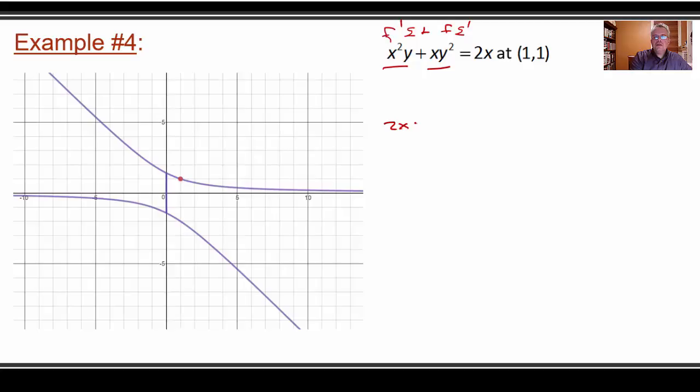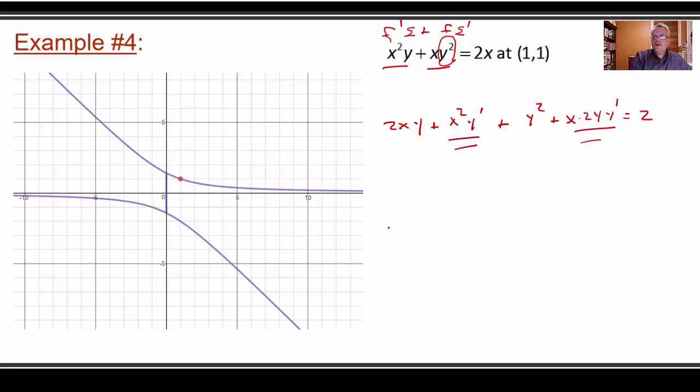F prime would be 2x times g, which is y, plus f, which is x squared, times g prime, which is y prime. Plus, now we got the product rule for this guy. Same rule. F prime would be 1, g would be y squared, plus f times g prime. Now we need the chain rule here. Remember, this is a function squared. So it would be times 2y to the first y prime, and this equals the derivative of 2x, which is 2.